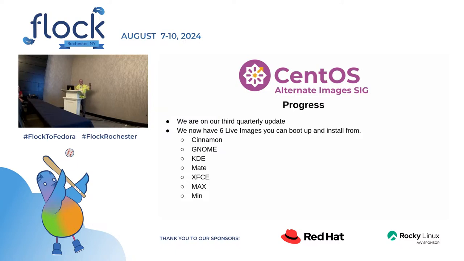And we now have 6 different live images, all of them based on desktops or lack of desktops. Cinnamon, GNOME, KDE, MATE, XFCE, and Max, which has all of the desktops installed, including a few others. There are some desktops in EPEL 9 that don't make good live CDs, basically because I can't get an icon that says click here to install, so those are on the Max. And then there's Min, which is text-based, because sometimes you just want to boot into your machine. You don't need all that garbage. Just run a command. So that's what it's for.